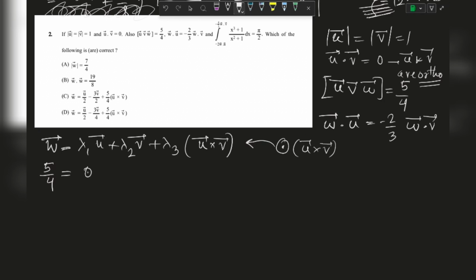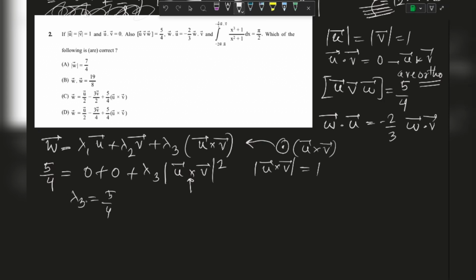This is 0. Similarly with v also the dot product will be 0, and this thing is mod u cross v squared. And as mod u and mod v are 1, and we know that the angle between them is 90 degrees, so basically mod u cross v is also 1. This is pretty obvious. So we directly get lambda 3 as 5 by 4. And now lambda 3 is given in both C and D, so we have to solve for lambda 1 and lambda 2.